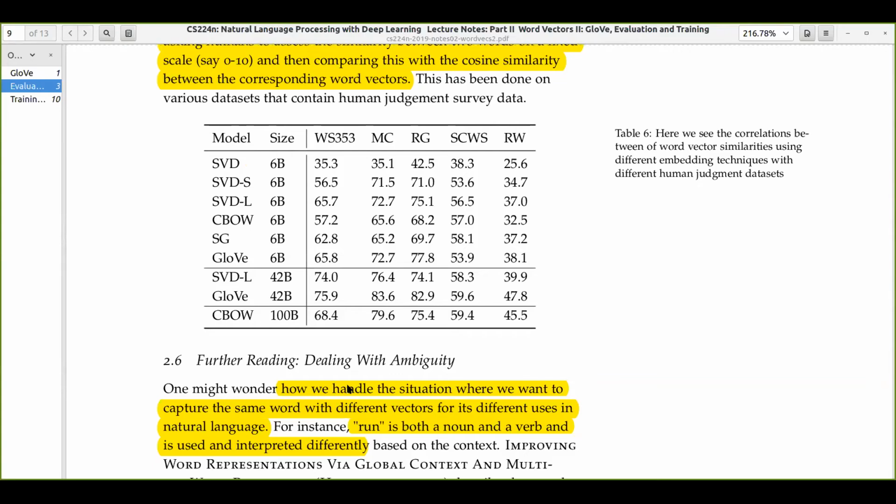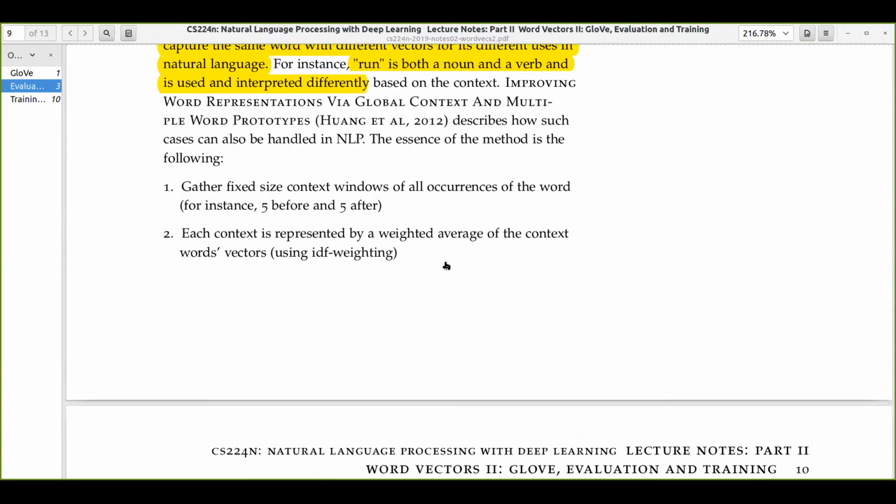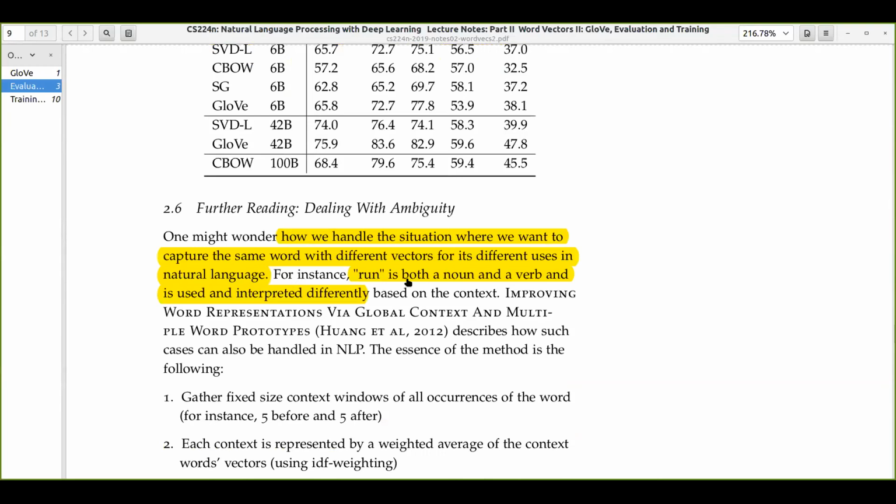Now, dealing with ambiguity. This is something that we discussed some time back: what do we do when a word has multiple senses? Like the word run. Here is an example where run is both a noun and a verb, and it could be interpreted differently depending on the context. So how are we going to handle that?